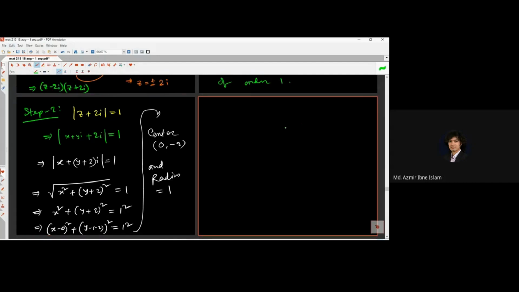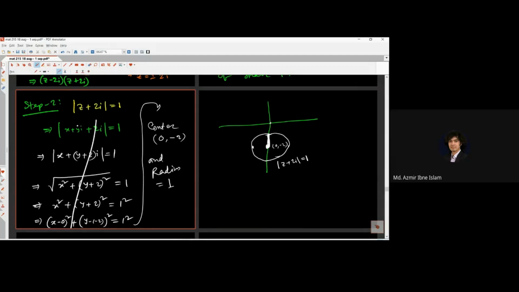Okay, so let's draw the figure, because in Cauchy's residue theorem, the figure is important. At first, 0, negative 2 should be located. So 0, negative 1, negative 2. This is our center, 0, negative 2. What is the radius? Radius is 1. So this distance is 1. Same distance will be taken here, here, here. So we have the circle. The circle will look like this with radius 1. So this is modulus of z plus 2i equal to 1. So just to have the center and radius, we have explained all these things.